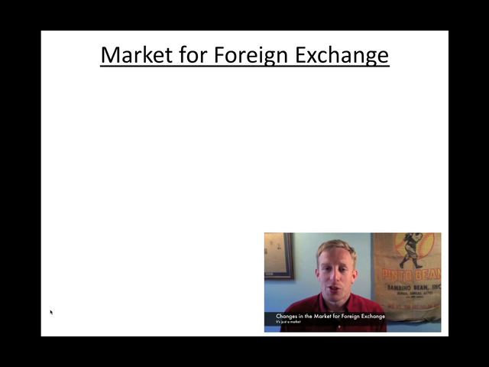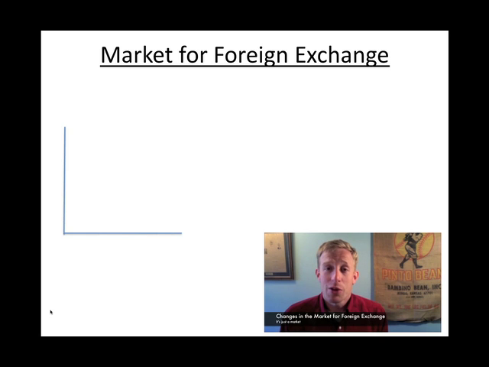Let's take a look at a specific market. Let's say we're trading with Japan and we want to trade dollars for yen or yen for dollars. There needs to be a market for that to take place. So we have a demand, we have a supply, we have a quantity, and we have a price. Understanding how the markets work is very much determined upon getting the labels on these curves correct.